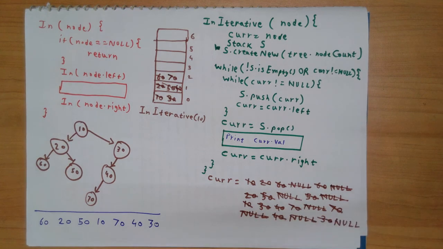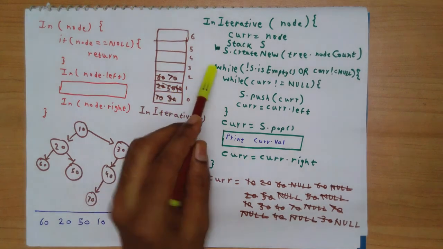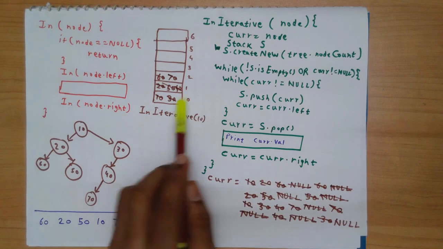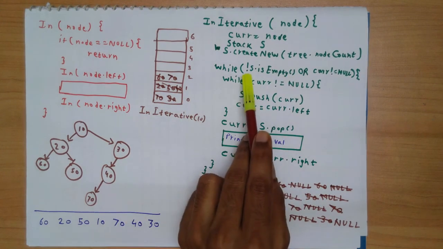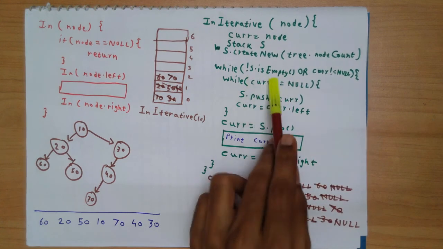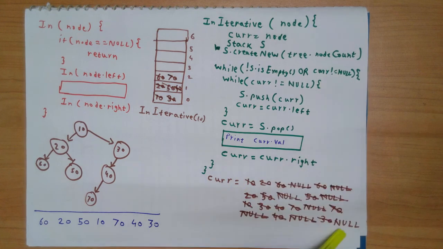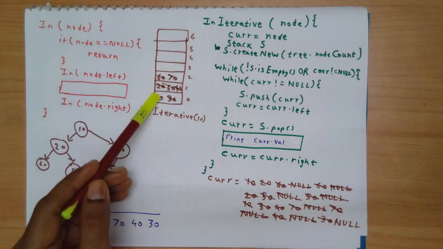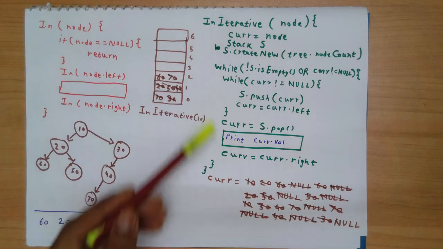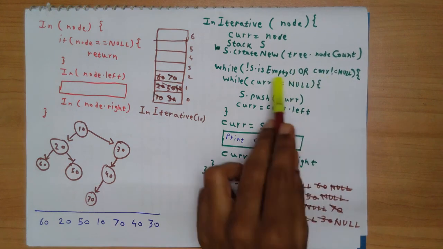So I come back to my outer while loop and ask the question, is my stack empty? Yes, my stack is empty. The negation of that is going to be false. So for this OR condition, the first part is false. So I have to check for the second part, is my current null? My current is null. So we have reached a stage where there is nothing in the stack and I am pointing to a null pointer, which means that I have completed the in-order traversal of my binary tree. So that's how both these conditions are important.